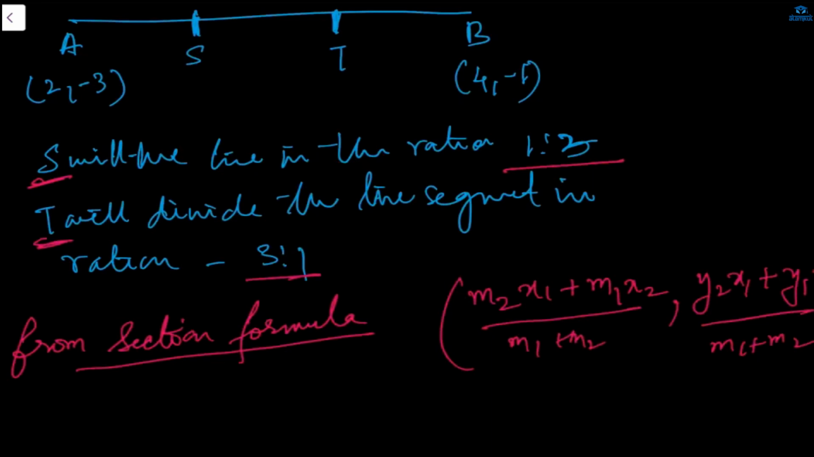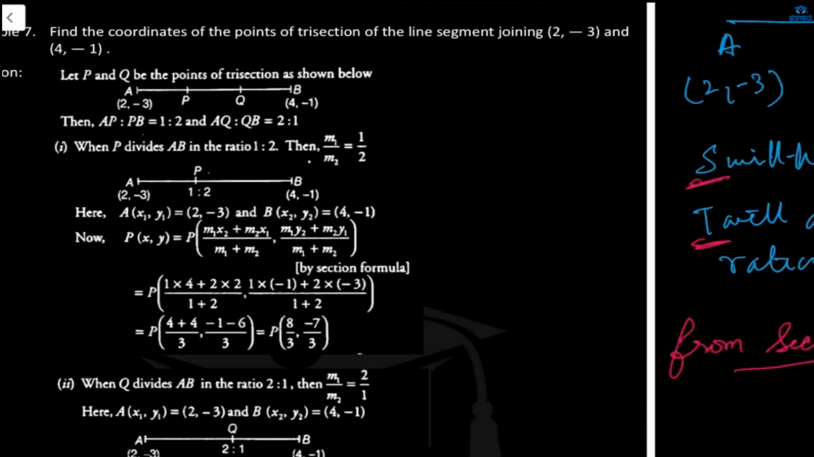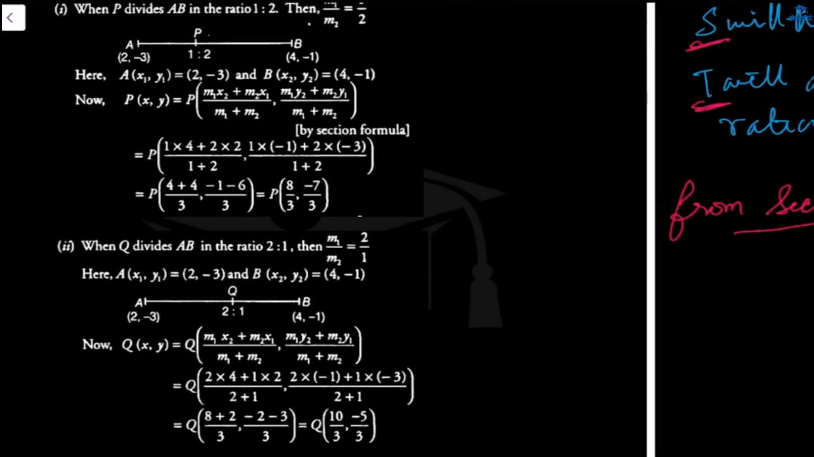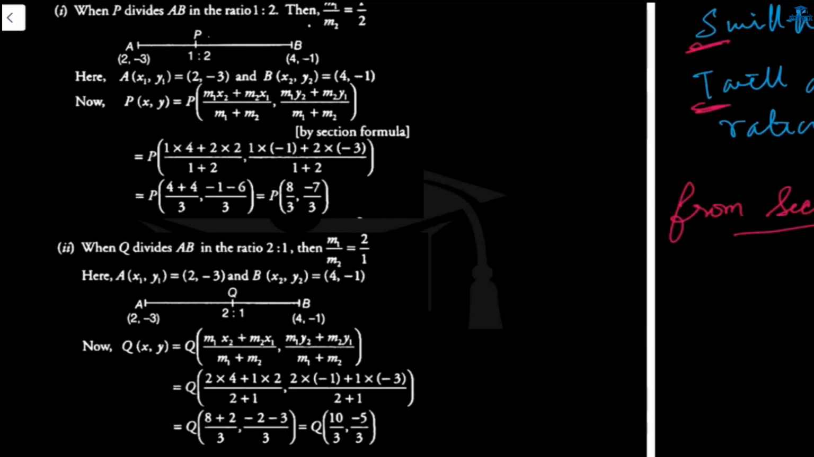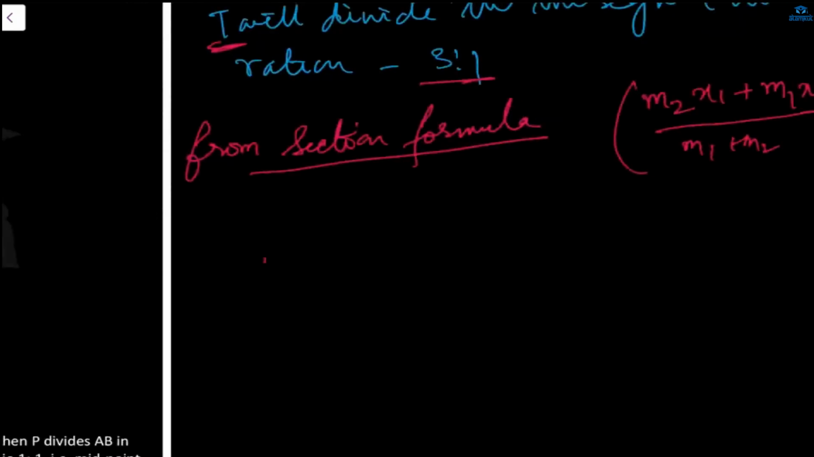Yes, ma'am, I got for the point S, the abscissa will be 8/3 and the ordinate will be -5/3. Abscissa is 8/3, you got correct, but I think ordinate you check, it is -7/3. See here, we have got -7/3. And for the value of T, it is 10/3 and -5/3. So understood this question? I'll just do it also once.